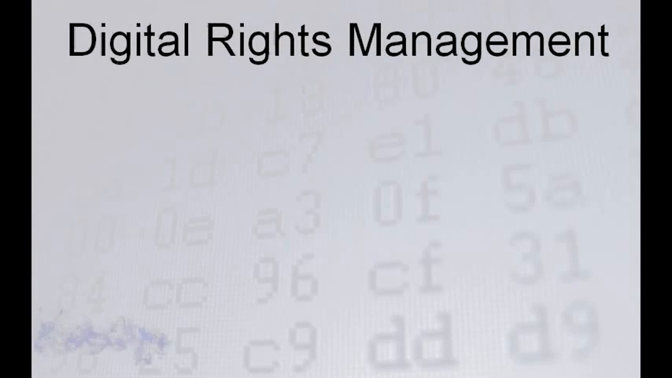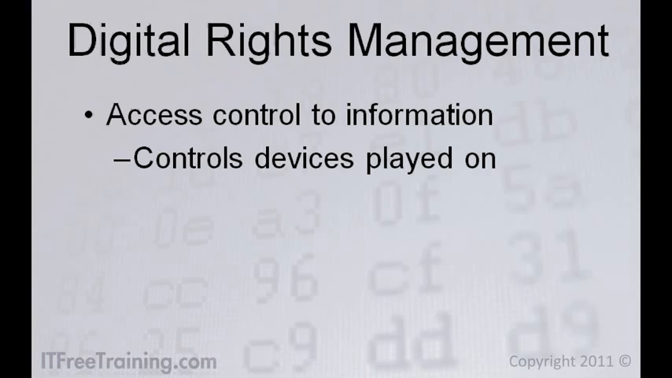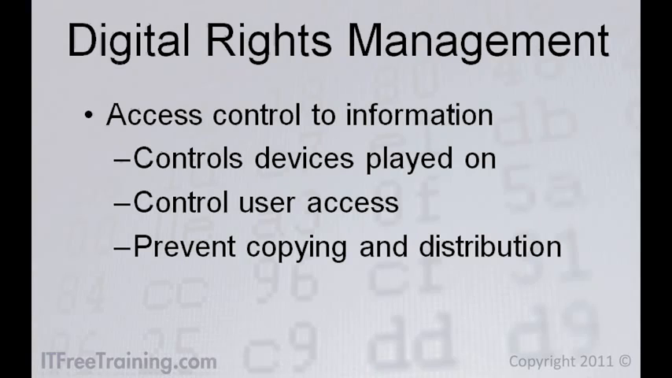Digital rights management's objective is to control access to information. It does this by controlling the devices media is played on, controlling which users can access the media, and attempting to prevent copying and distribution. Depending on your needs, you will determine which of these, or all of these, you will use.